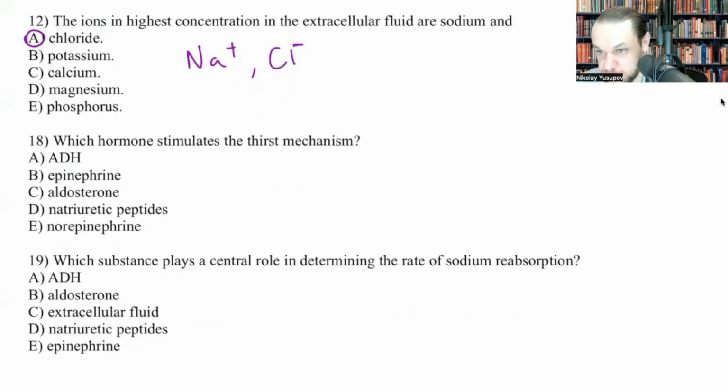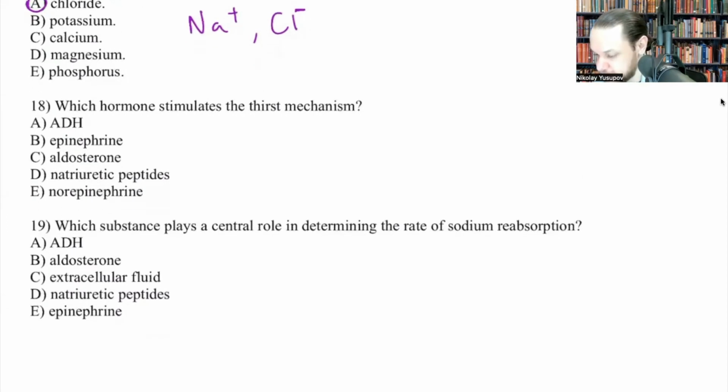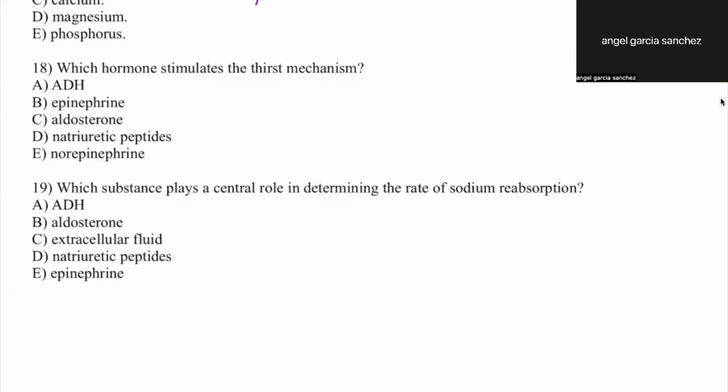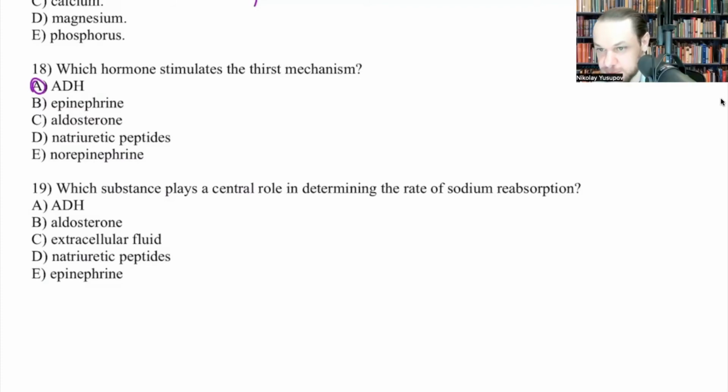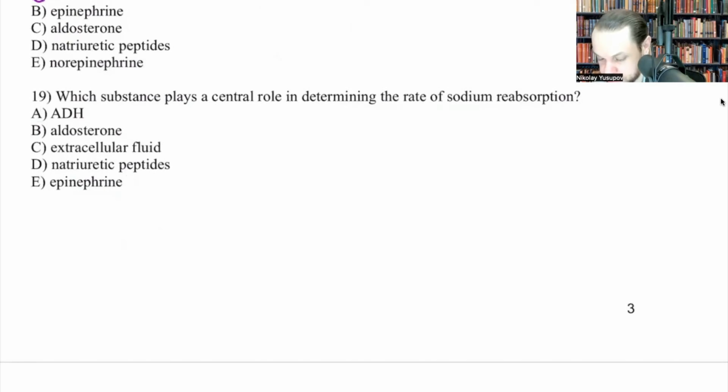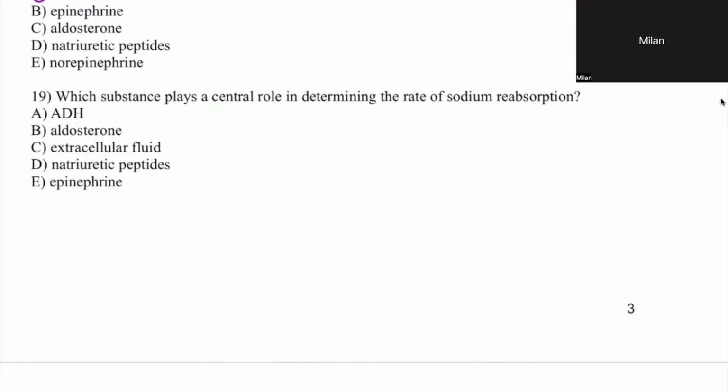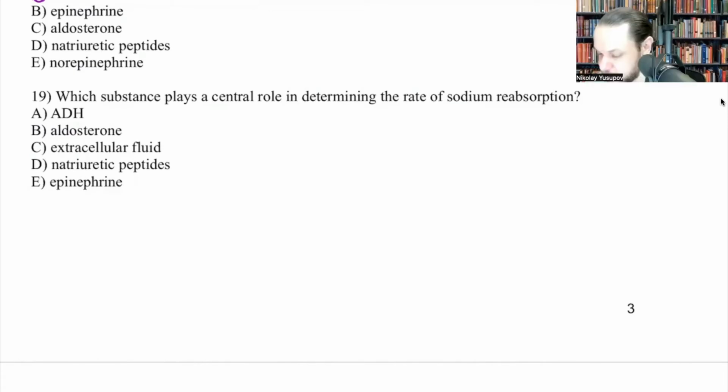Now 18, we are going back to Angel. Which hormone stimulates the thirst mechanism? I think it's ADH. ADH is correct, right? And it reabsorbs water and makes you thirsty. Very good. Next, we're going to go with Milan for 19. Which substance plays a role in determining the rate of sodium absorption? B, aldosterone. Yeah, very good. So 19 is B. It's aldosterone, specifically, acting on the principal cells, mobilizing them to embed these sodium channels so Na can flow inside. So aldosterone is correct for that.